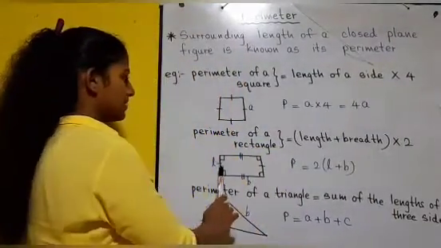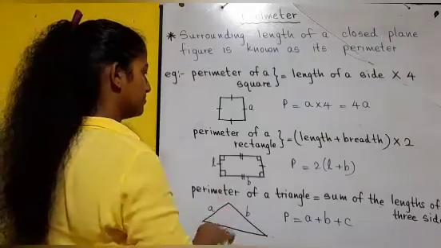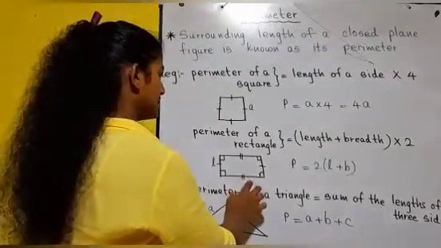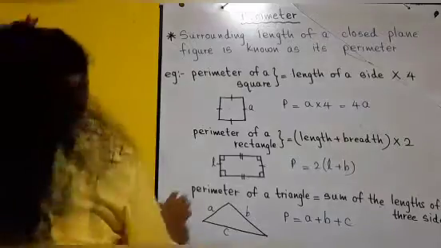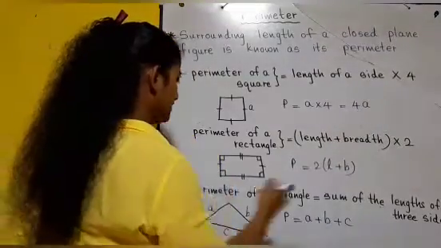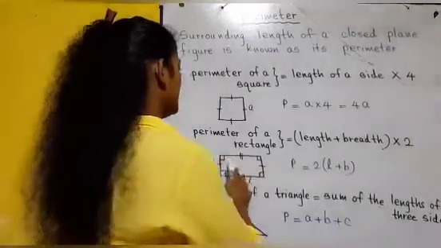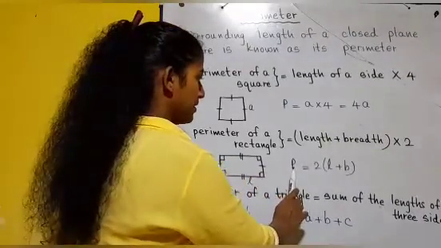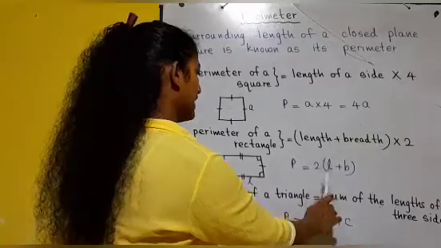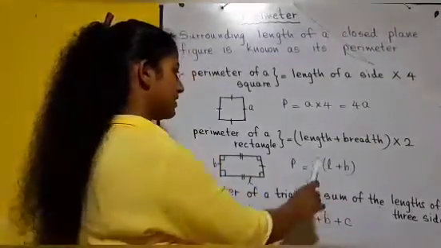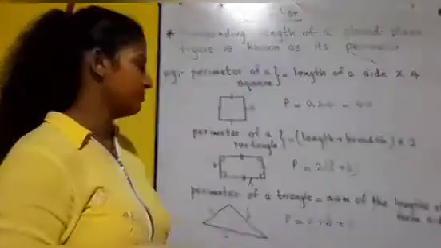Consider this example. The length, we'll take the length as L here and breadth as B. There's a small mistake here. Length is L, breadth as B. So we can find the perimeter by adding the length and breadth and multiplying it by 2.